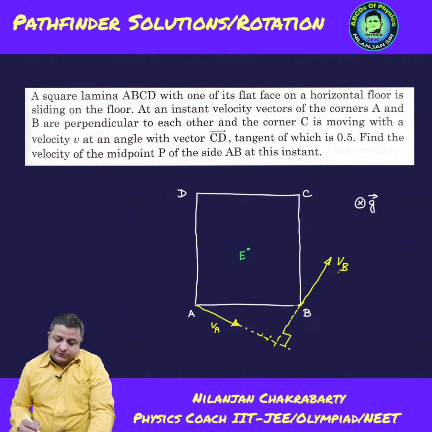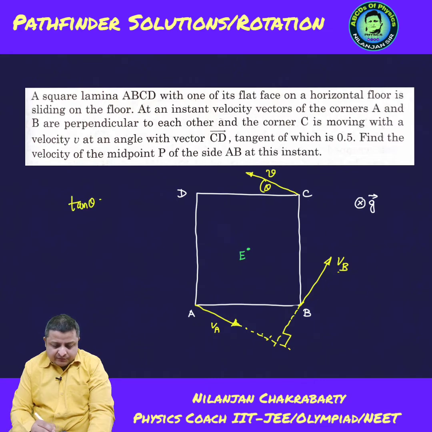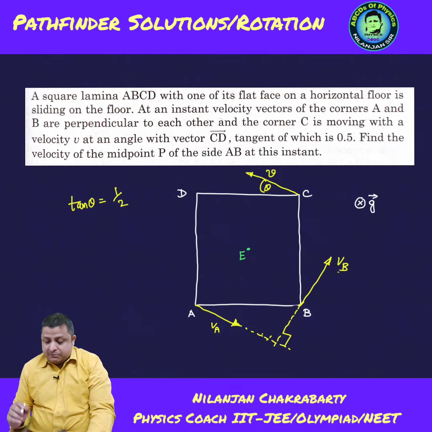Let's see what else is written. What else is given in the problem? A and B perpendicular, and corner C is moving with a velocity V at an angle CD. Suppose corner C has velocity like this, V, which is making angle theta with CD such that tan theta is equal to half. Now let's move on.